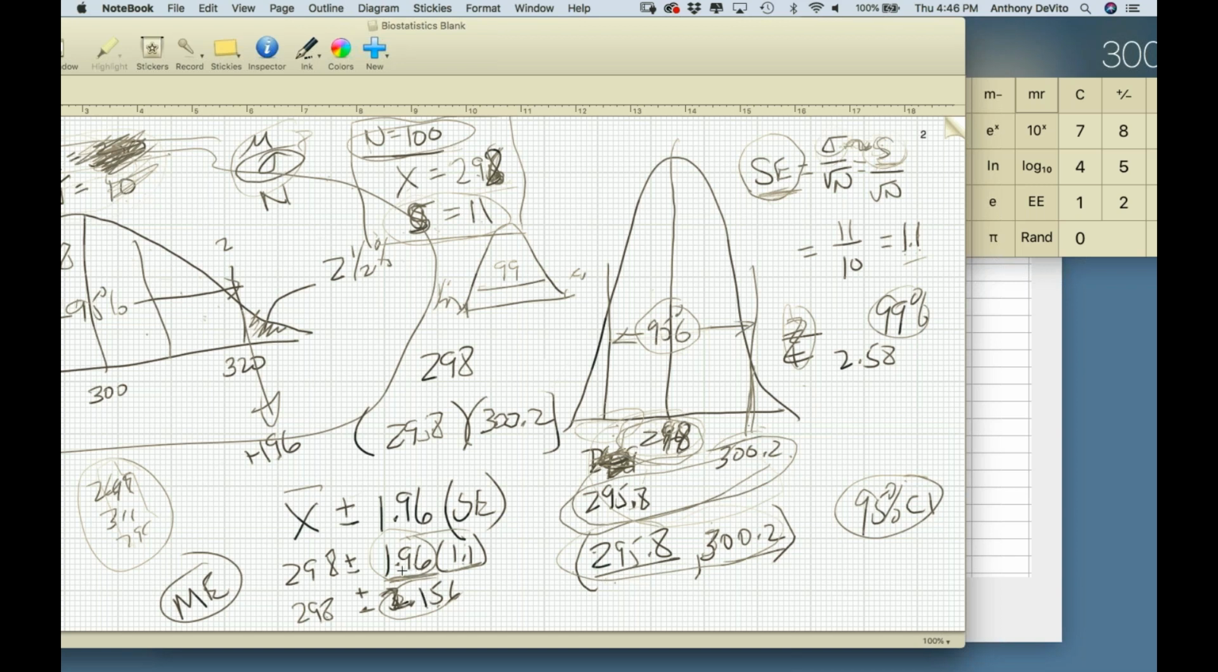In other words, it'd be 2.58 times 1.1. It'd be basically a little bit more than 5, right? And we'd be adding and subtracting that, so it makes it a wider range. Since it's a wider range, it's less likely that the mean would escape us. So now we're 99% certain.